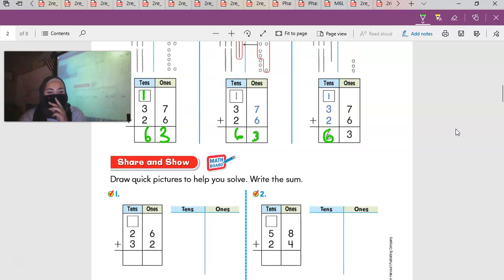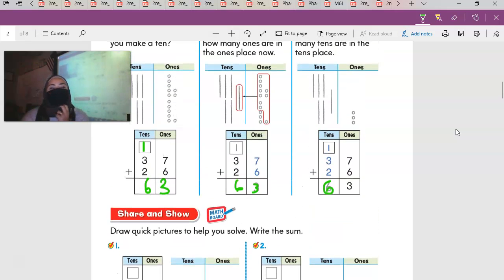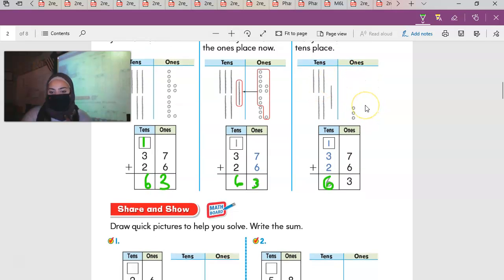So they want us to do it both ways. They want us to do it elevator, escalator. They also want us to do it drawing the ones and tens. So drawing the ones and tens, going back, 37 is 3 tens and 7 ones. 26 is 2 tens and 6 ones. And then you make 10 ones, and you bring a 10 over. And now you have 6 tens and 3 ones left.